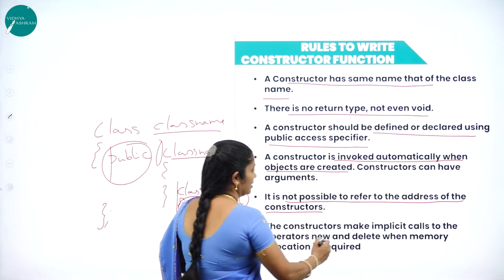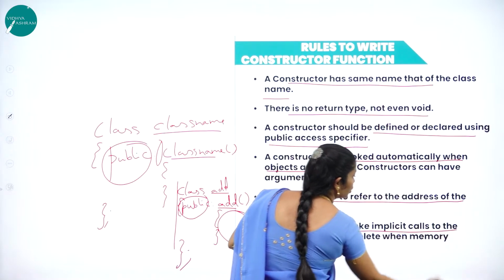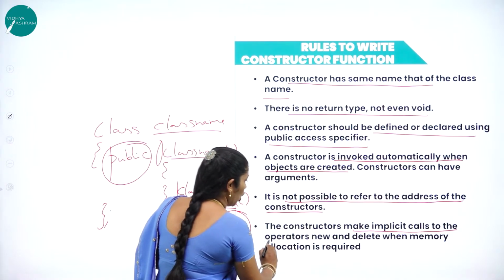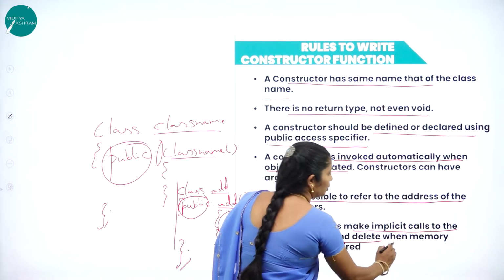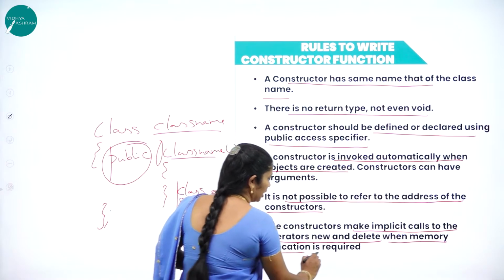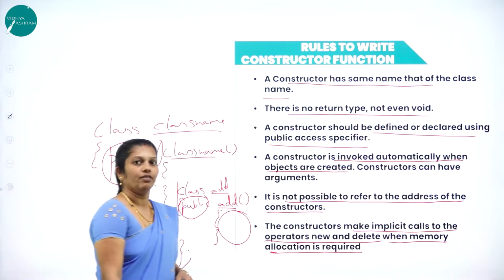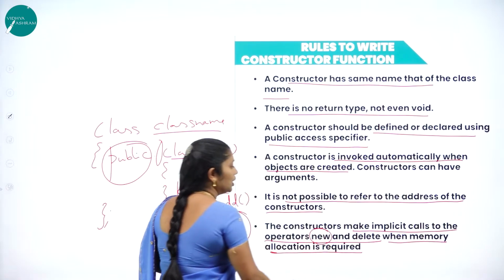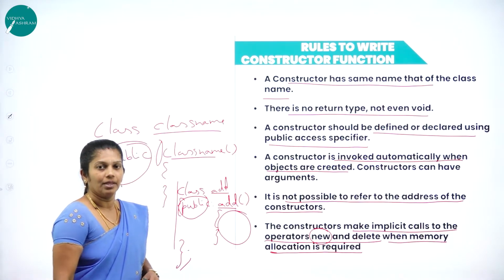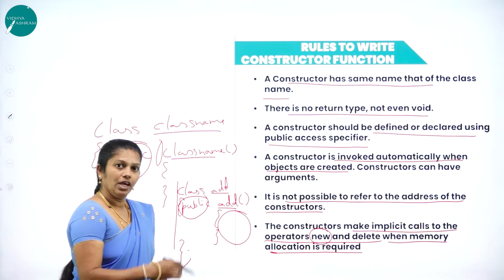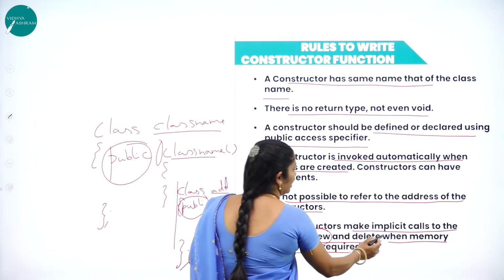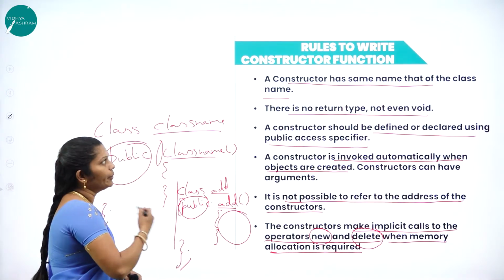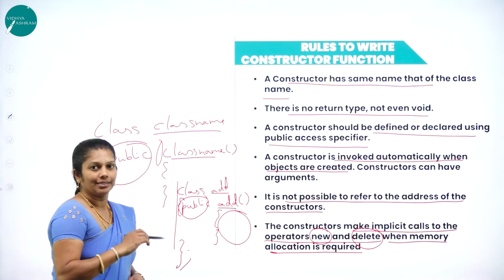That means a constructor makes an implicit call to the operators new and delete when memory allocation is required. Whenever it requires memory, at that time, by itself, it is going to use the new operator, and on that it will allocate the memory. Whenever it does not want it, then it will use the delete operator. These are some rules we have to follow while writing a constructor.